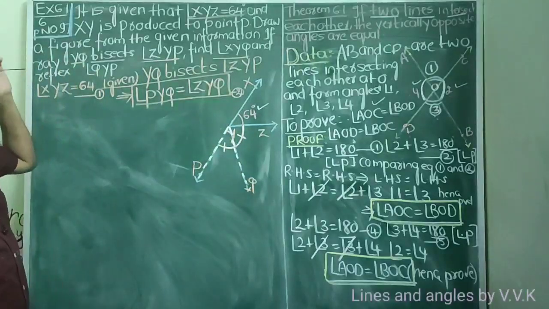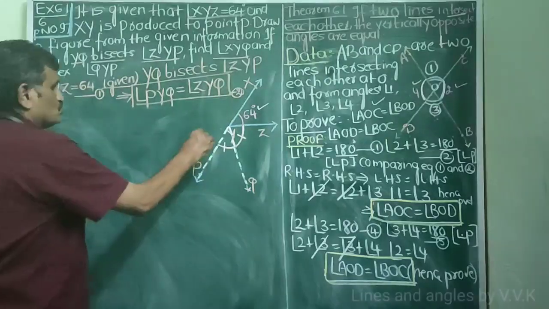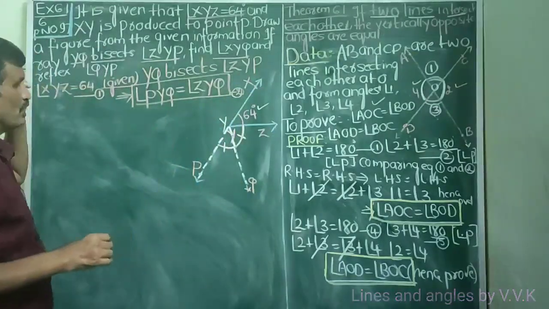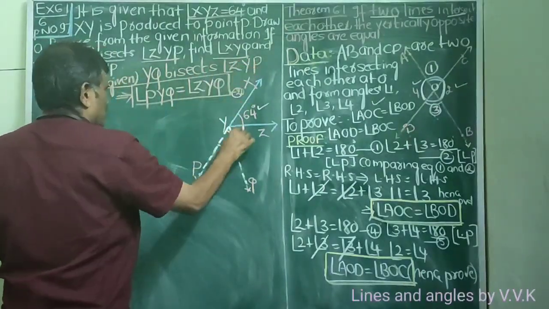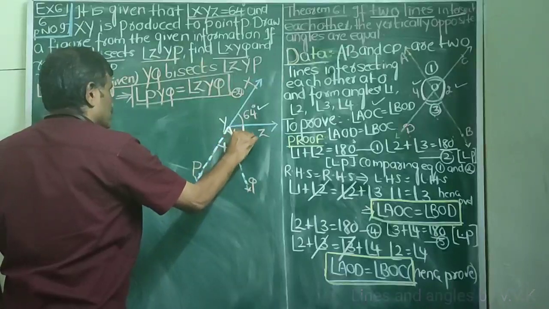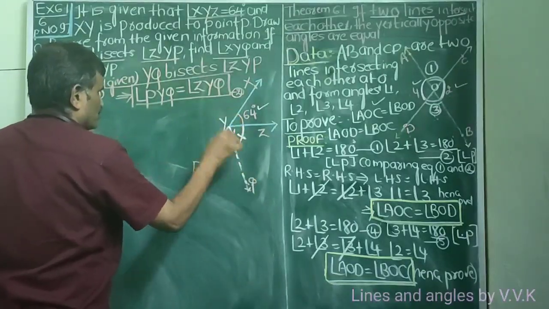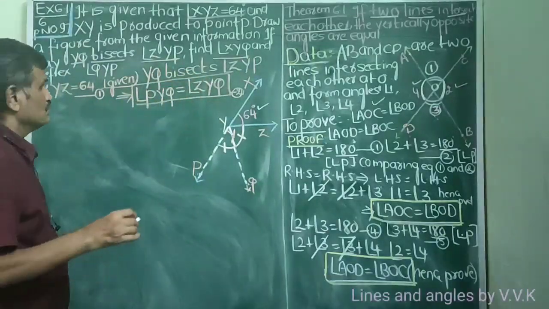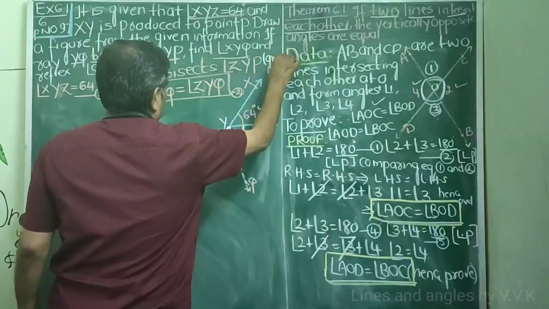Let us go stepwise. See, it is given that XYZ is 64. So I have written that. Now it is given that YQ bisects ZYP. Bisects means what? This angle and this angle are equal. That means PYQ is equal to ZYQ. They are equal because it is given that YQ bisects ZYP. This is also given.